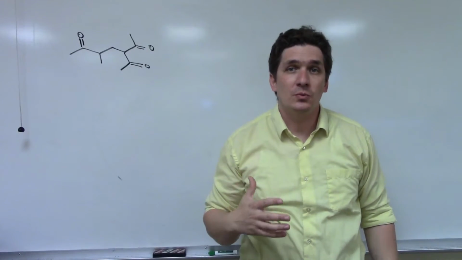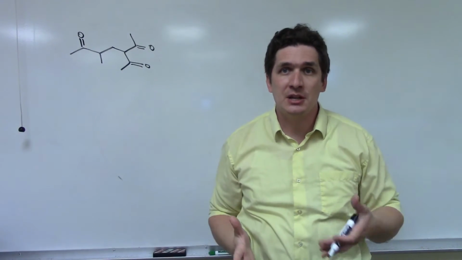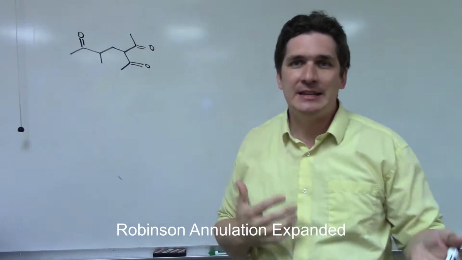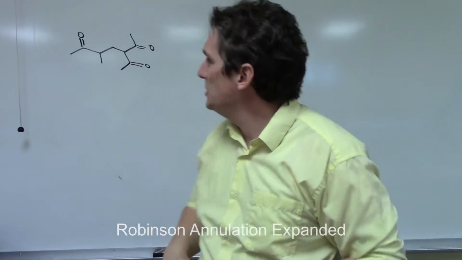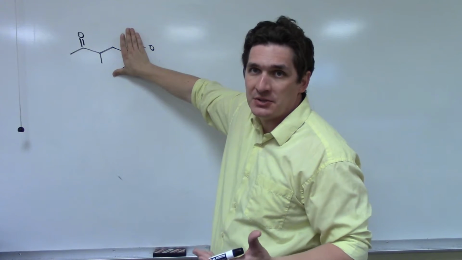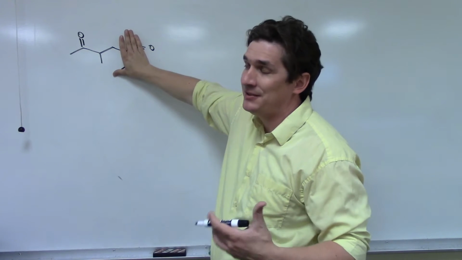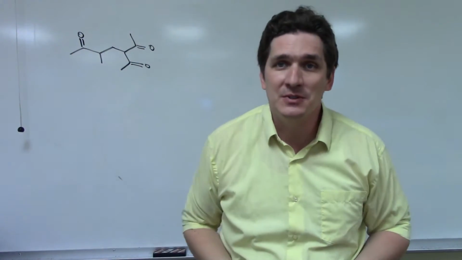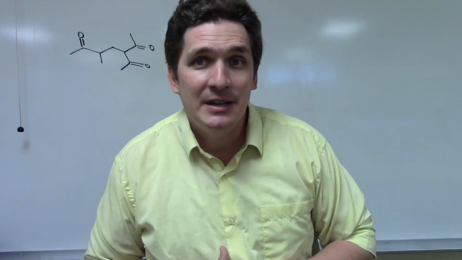Right, so let's say we ran our Michael reaction and we started out with this compound here, this diketone, and we started out with our alpha beta unsaturated ketone as this compound. You will go back and watch the previous video. Next thing we can get is Robinson annulation.